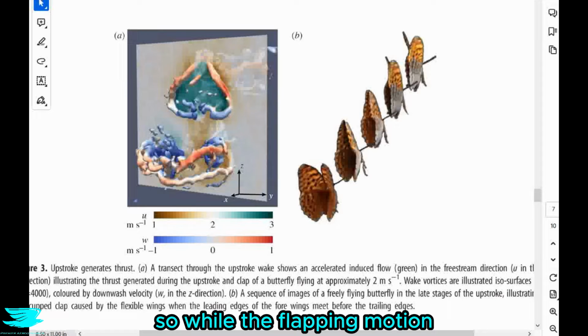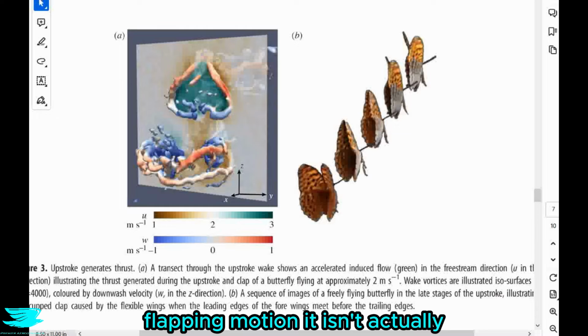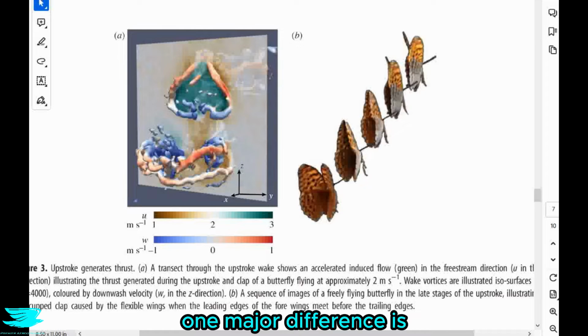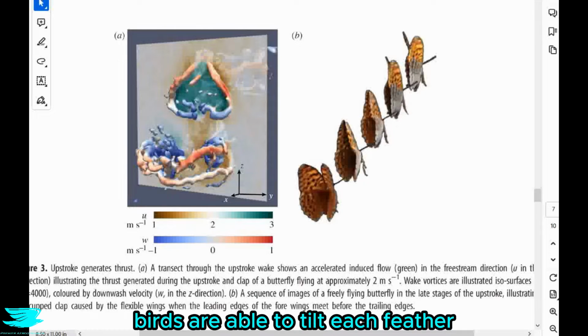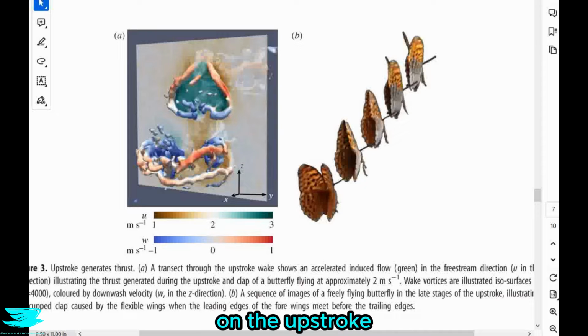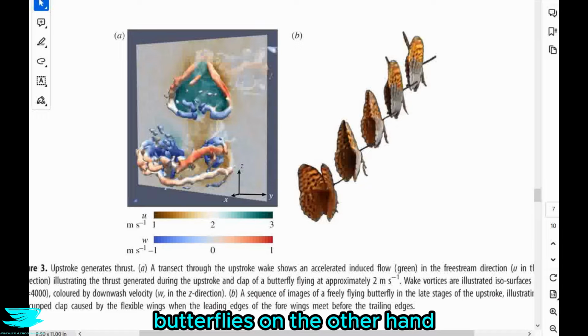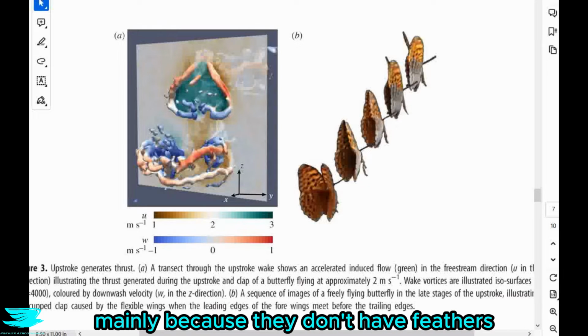So while their flapping motion might seem quite similar to a regular bird's flapping motion, it isn't actually. For example, one major difference is that for the upstroke, birds are able to tilt each feather so that the air can go through the wing effectively, which reduces the resistance the entire wing has on the upstroke, and hence, throughout the entire flapping cycle, the wings produce a net positive lift. Butterflies, on the other hand, can't do that with their feathers, mainly because they don't have feathers.